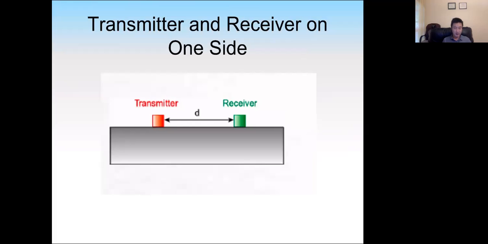Okay. Here is another method using ultrasound. The transmitter and the receiver are on one side. The wave can propagate through the material from the transmitter to the receiver. The distance can be measured, and the time interval between the signal being sent and the signal received can also be measured very accurately.